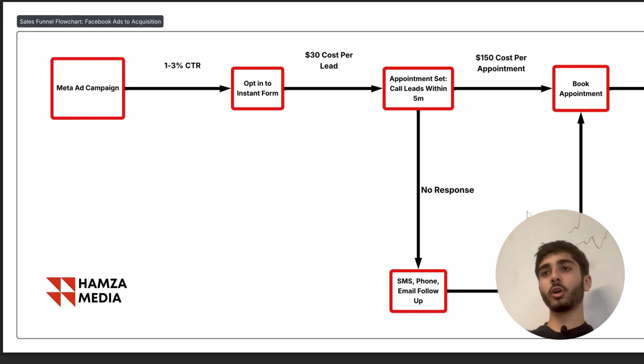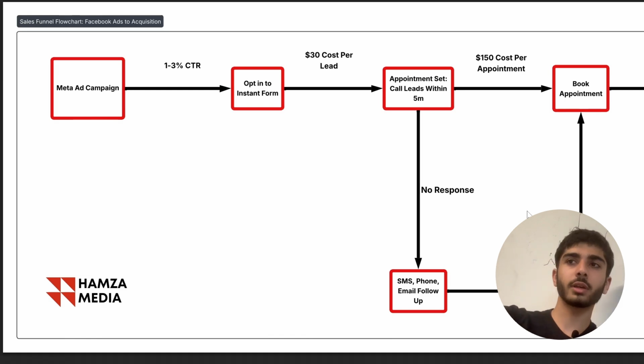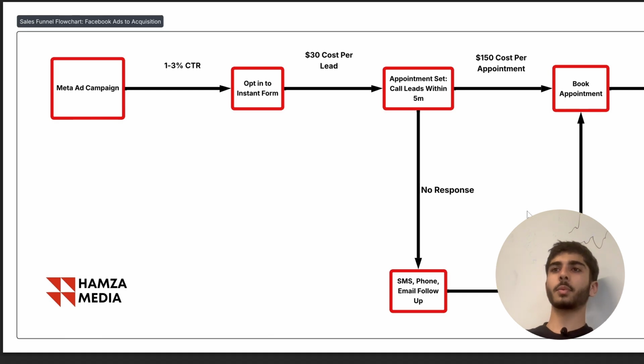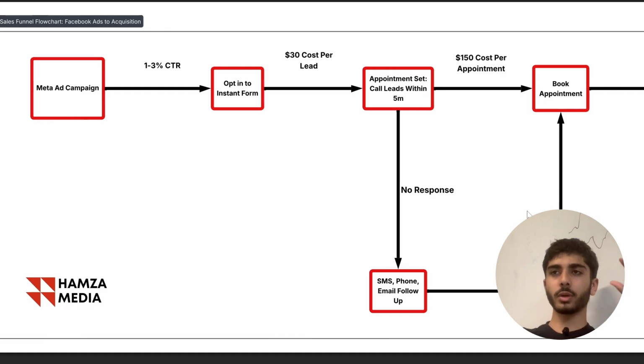So guys, before I get into all the step-by-step instructions on how to create the campaign, I'm going to go through this overview of how this will actually get you clients. First things first, we're going to aim for a click-through rate, a CTR, of 1 to 3%. Click-through rate is basically the percentage of people that click on the ad from the number of impressions. So say you have 1,000 impressions, a 1% click-through rate would be 10 clicks from those 1,000 people that scroll by the ad. You're going to want to get all of these clicks to opt into the instant form.